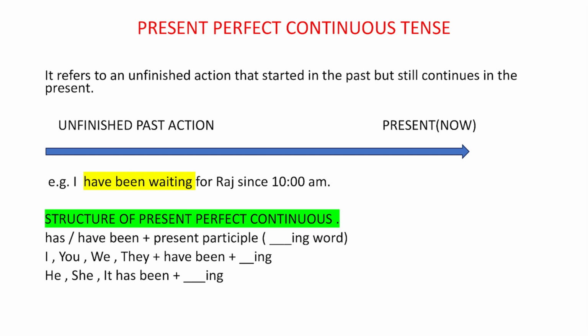So what is the structure? It is the subject plus have been or has been, and plus if it is continuous, the ing word will definitely come over there. So if it is I, you, we, they, it will be have been plus ing: have been working, have been sleeping, have been dancing. If it is he, she, it, it will be has been and the ing word.